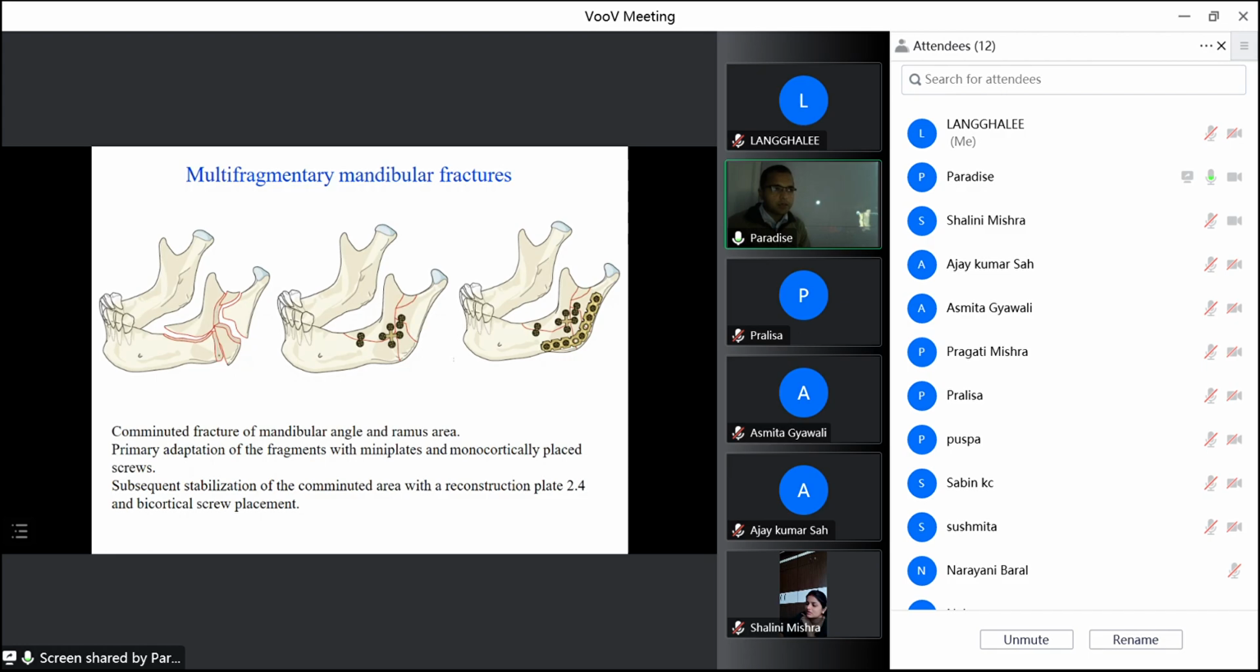Once all of them are assembled together, then the reconstruction plate is placed. While placing the reconstruction plate, be careful. At least 3 screws should be placed anterior to the fracture line as well as posterior to the fracture line. On either side, there must be at least 3 screws.